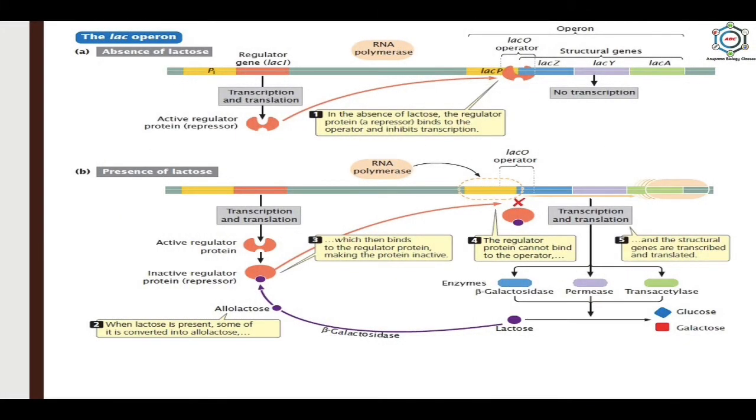Now, here you can see the absence of lactose and the presence of lactose. What is an inducible operon here? So, at first, in the absence of lactose, the regulator protein binds to the operator and inhibits transcription. But when lactose is present, some of it is converted into allolactose, which then binds to the regulator protein, making the protein inactive. Then the regulator protein cannot bind to the operator and the structural genes are transcribed and translated. So this is all about the lac operon model.